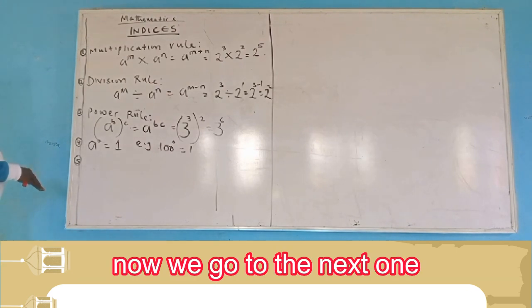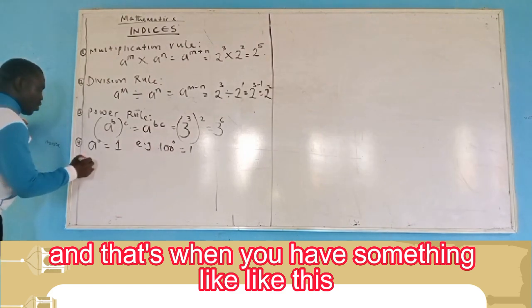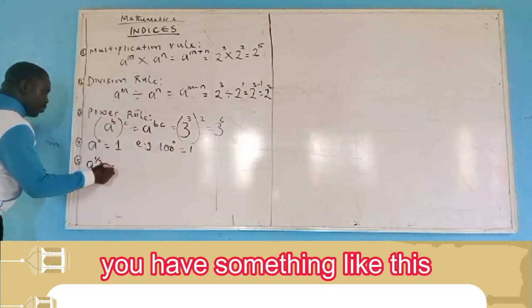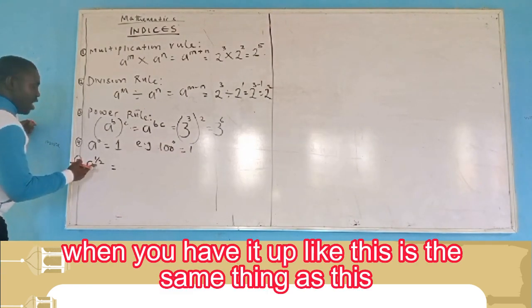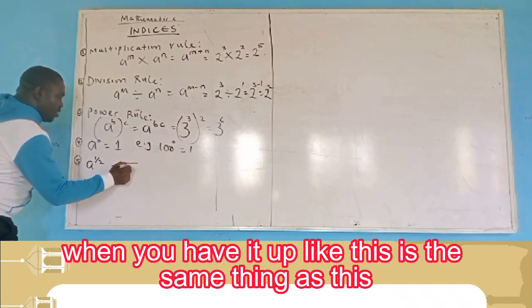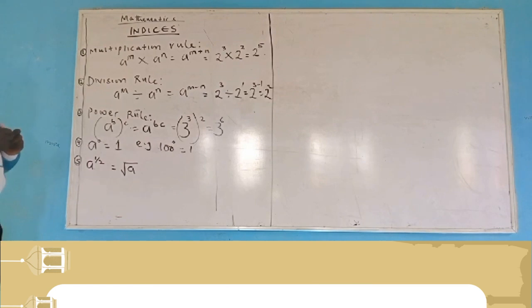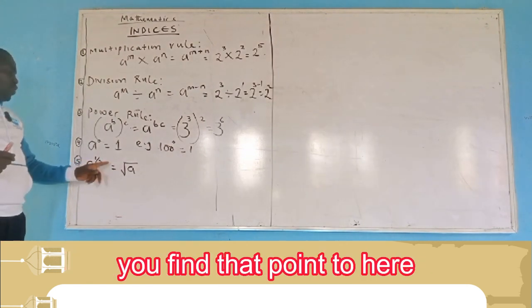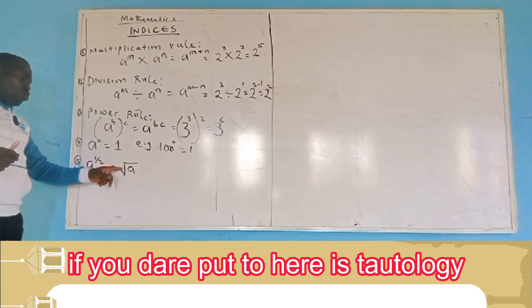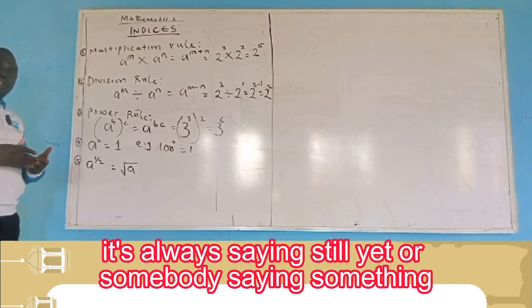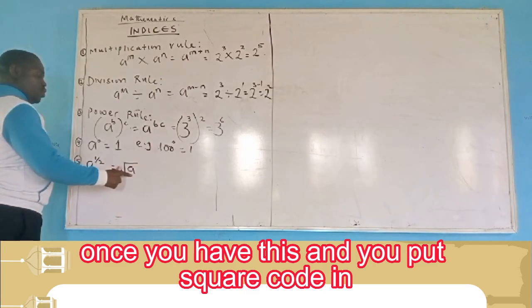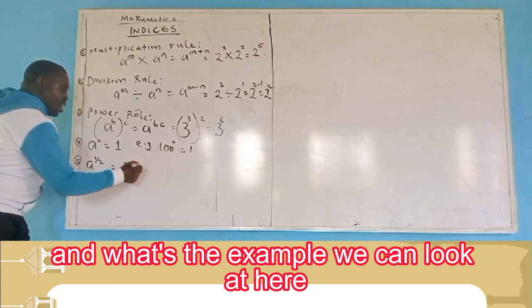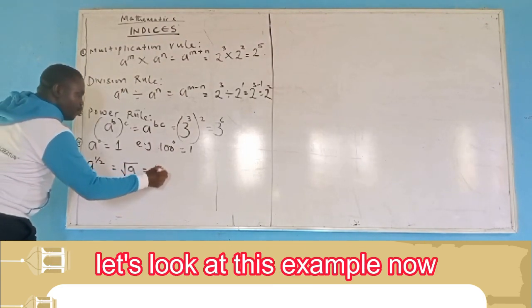Now we go to the next one, which is very important, and that's when you have something like this, looking like a fractional index. When you have something like this, it's the same thing as this. You find some people who want to transcribe this to this. If you dare put it like that, it's tautology. It's like somebody saying ATM machine, or somebody saying 7 a.m. in the morning. That's tautology. There's no point. Once you have this, you put square root of a, that's the same thing. And what's the example we can look at here? Let's look at this example now.